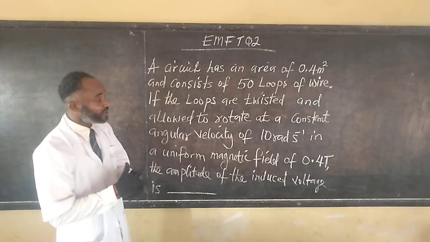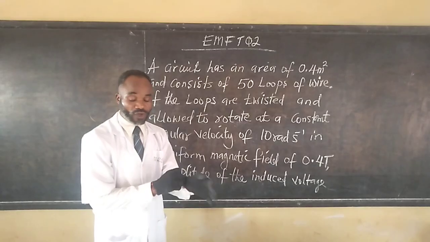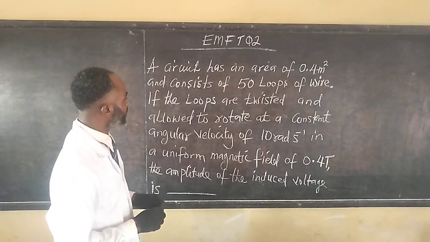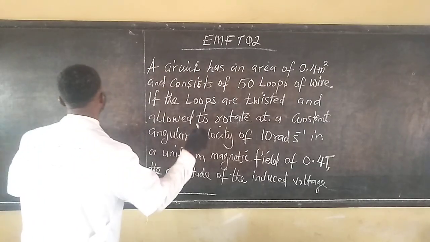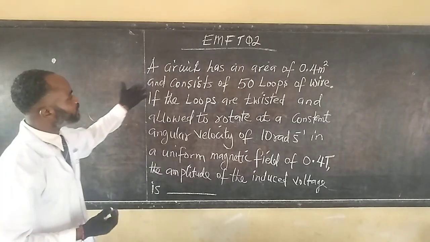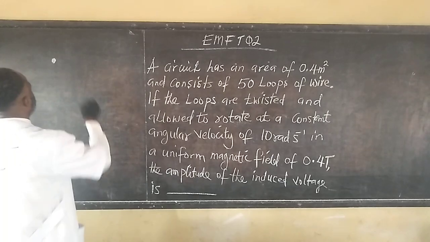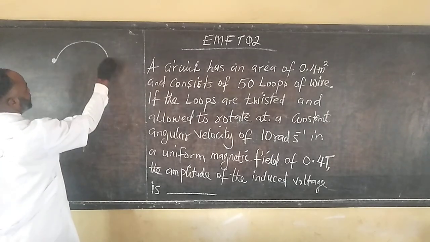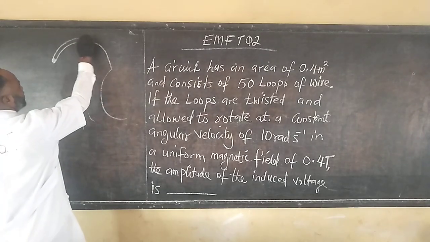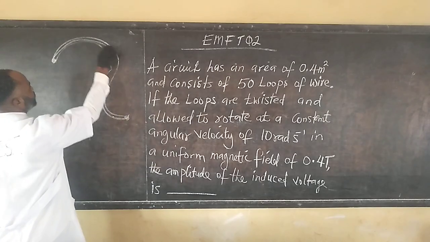Alright, this is very simple but demands some kind of analysis so that one would not run into some kind of confusion. So the first thing we need to do is we demonstrate this. A circuit has an area of this. If we say this is the coil, and there's something like this, let's just take this to be something we represent.